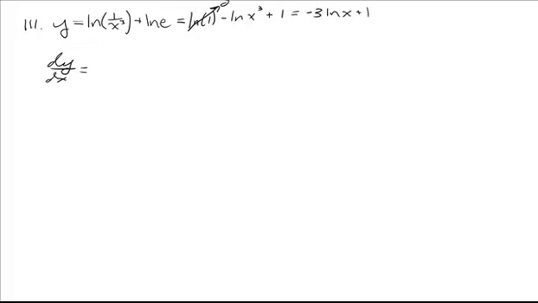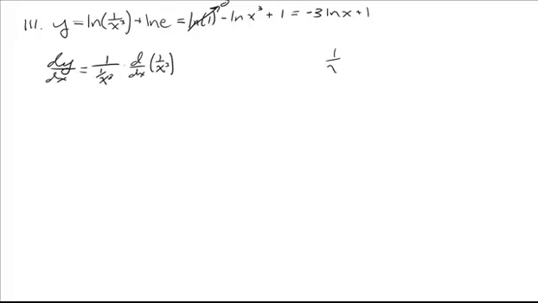But ln of 1 over x cubed is a chain rule. So derivative of natural log, you take 1 over whatever you're taking the natural log of, times the derivative of what you're taking the natural log of. So we have to take the derivative of 1 over x cubed.